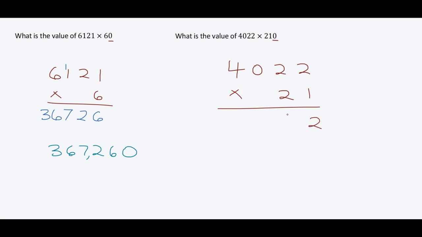2 multiplied by 1, we have 2. 0 multiplied by 1, we have 0. 4 multiplied by 1, we have 4. Now we go over to the tens position. We're going to put a 0 over here.